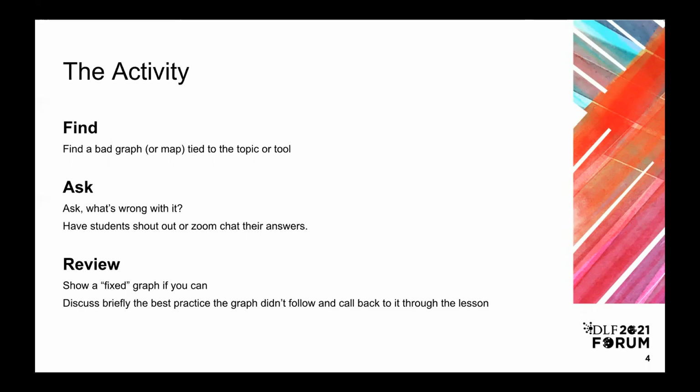This allows me to briefly discuss best practices, and then I'll call back to those throughout the rest of the workshop. For example, in a mapping session, I will typically show a map that shows poor colors for colorblind readability. Then in the session, when we get to the section of picking colors for our map, I'll ask students what some considerations are and ask them to remember what we learned from our bad map.